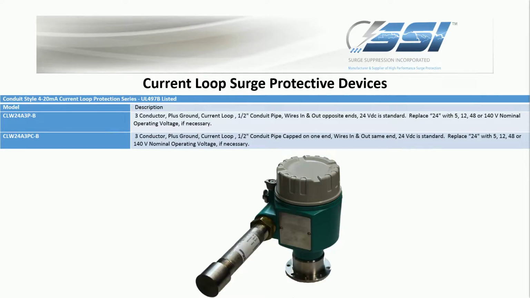This is a capped current loop SPD installed on a sensor. The connections are internal within the sensor. This is used where the end user does not want or does not have the ability to put the current loop SPD in line in the conduit running from the sensor to the DCS. In this instance, the sensor already had an available fitting to connect the capped current loop SPD.